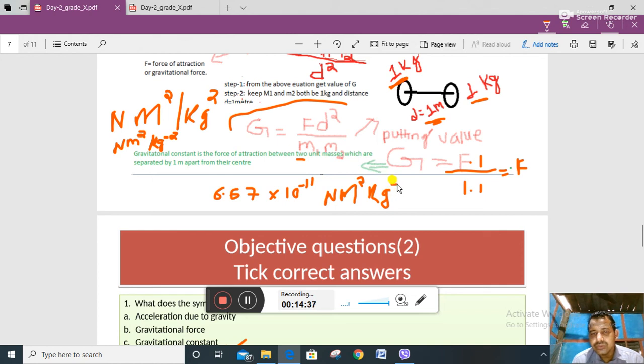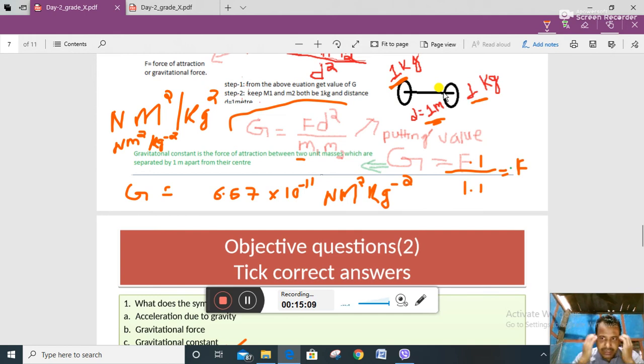minus 2. Now what does it mean? The gravitation constant G value equals 6.67 into 10 to the power minus 11 Newton meter square kg minus 2. What does it mean? If you get that question, you can say that it means 6.67 into 10 to the power minus 11 Newton force is felt when two masses of 1 kg are kept at 1 meter distance.